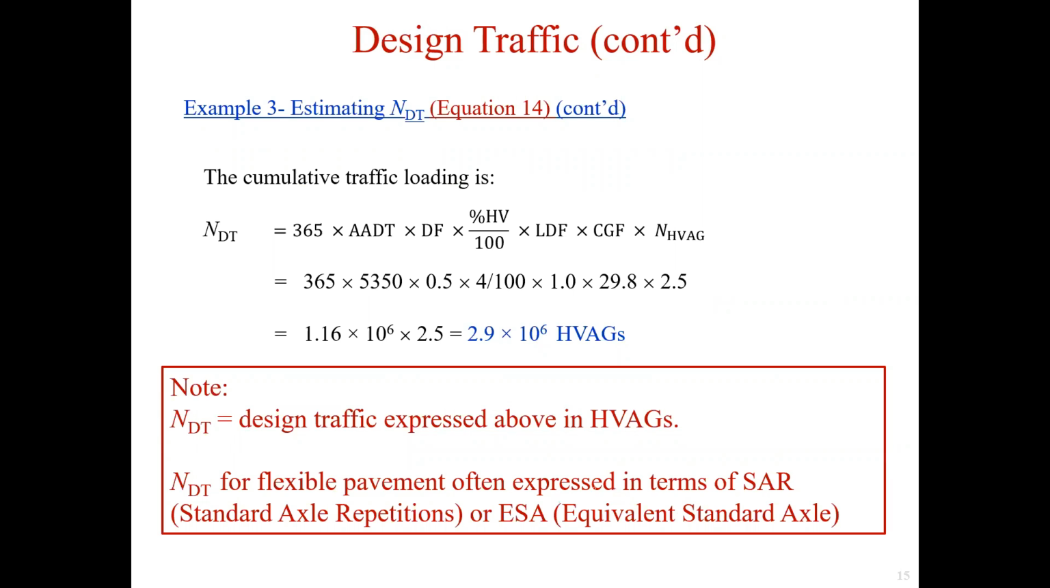When inputting all the values into equation 14, the NDT could be calculated as 2.9 times 10 to the power of 6 HVAGs. So we can see that in this case, the design traffic is expressed in HVAGs. The NDT for flexible pavement is often expressed in terms of SAR or ESA. So we will convert HVAGs to SAR or ESA, and we will go into more detail in the next few slides.